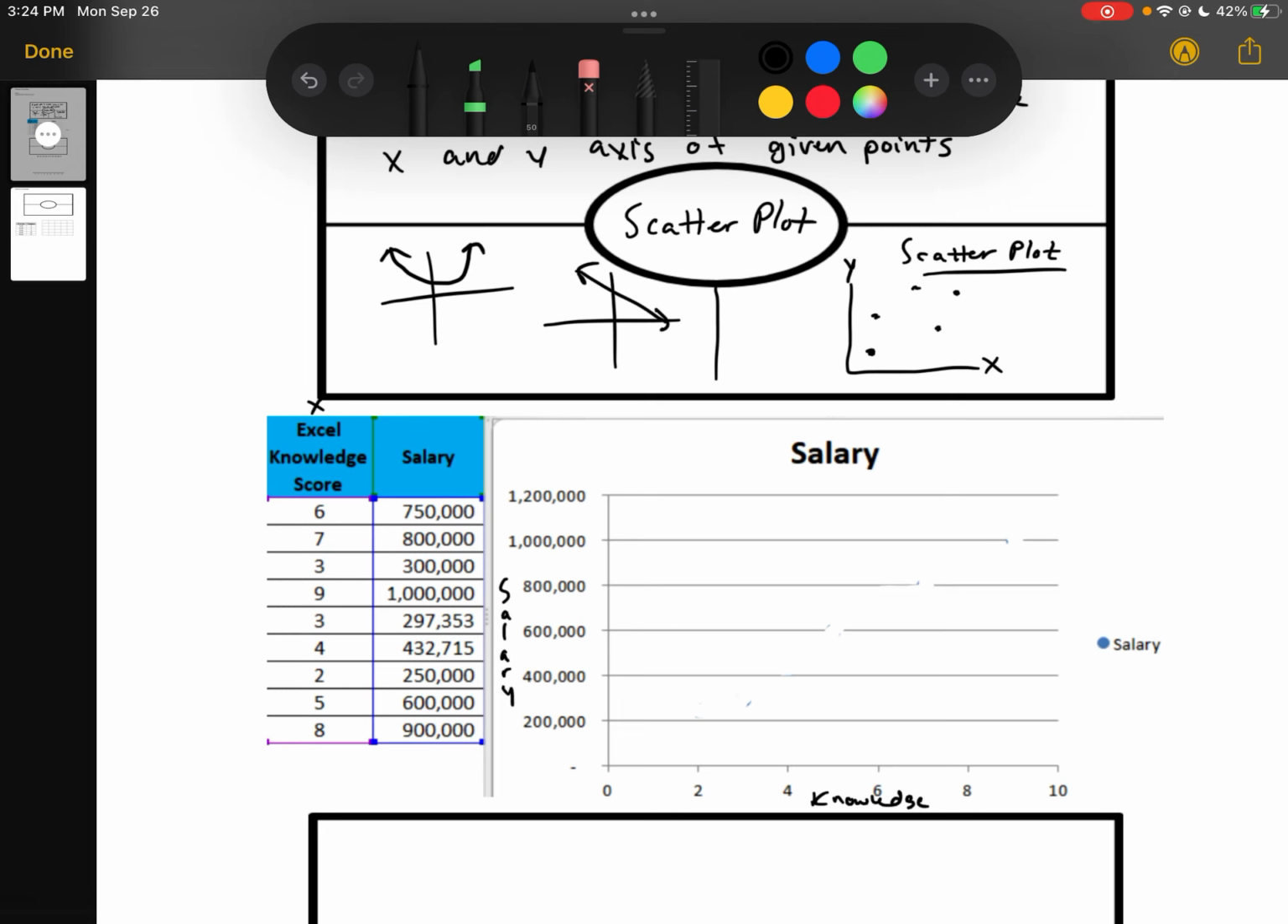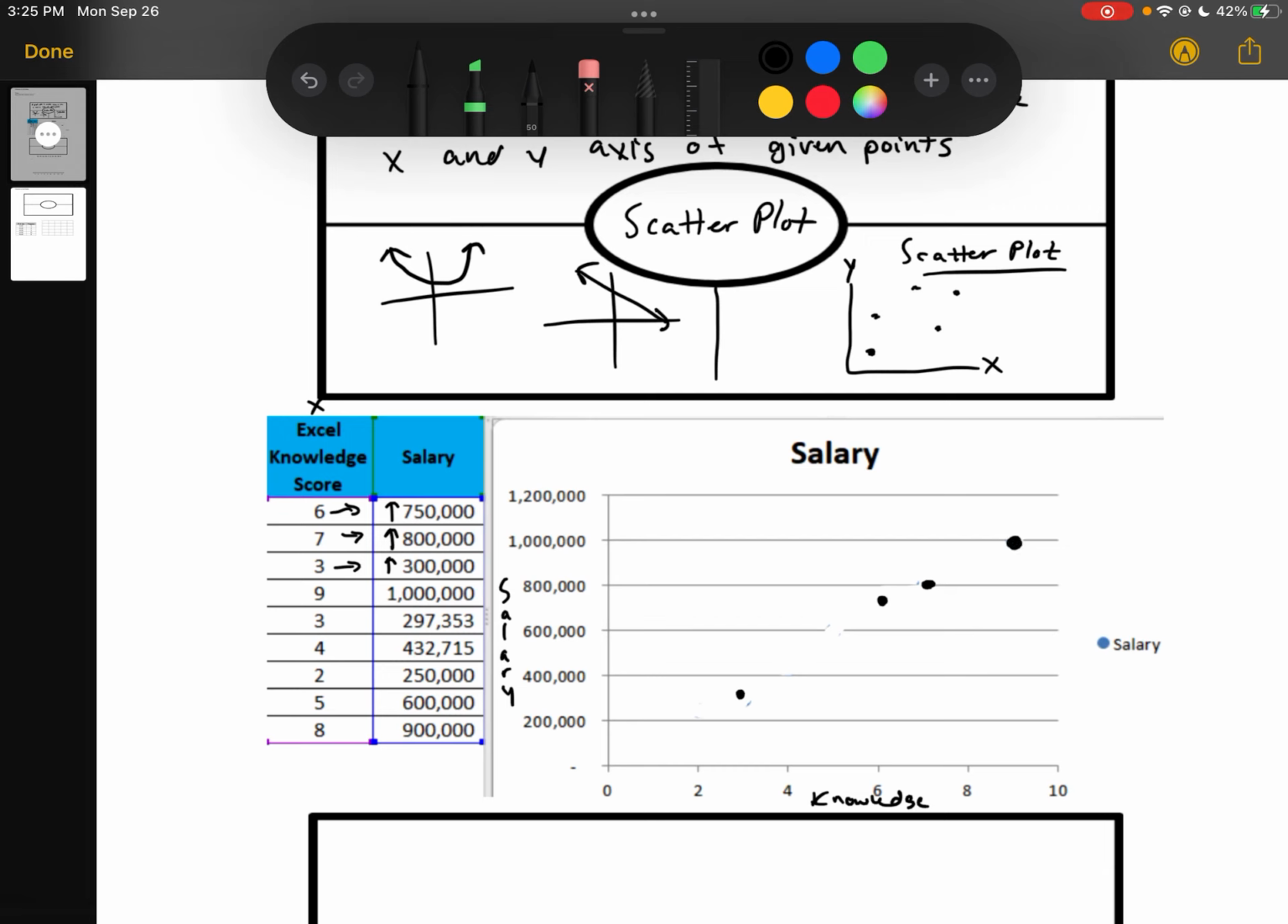So if you have a knowledge score of 6, they assume that you'll go up to 750,000. Knowledge score of 7, we go all the way up to 800. Knowledge score of 3 puts you at 300,000. So we're just using these ordered pairs. This tells us left, right. This tells us up, down. So we're just going one at a time here.